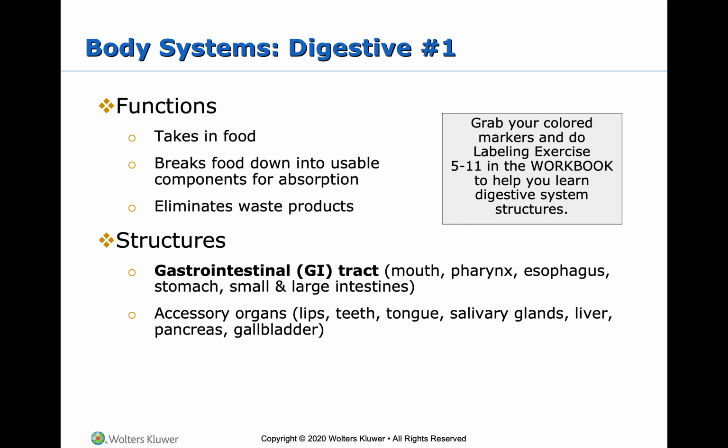So basically your digestive system takes in food, it breaks it down, and then it eliminates the waste products of the food. So it takes the food in, it uses the parts of the food that it needs for energy and whatever else, and then it eliminates what it doesn't need. So the different structures are the GI tract, your mouth, pharynx, esophagus, stomach, small and large intestines. And then there's what we call accessory organs, which just help in the process. And those are your lips, teeth, tongue, salivary glands, liver, pancreas, and gallbladder.